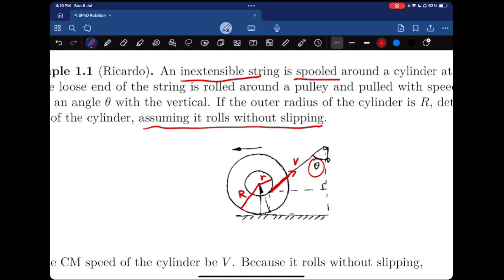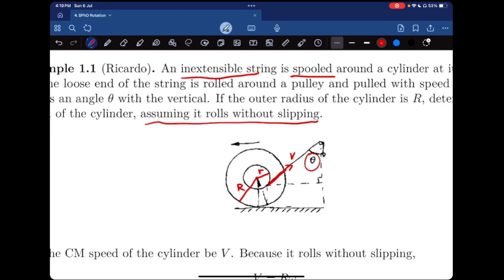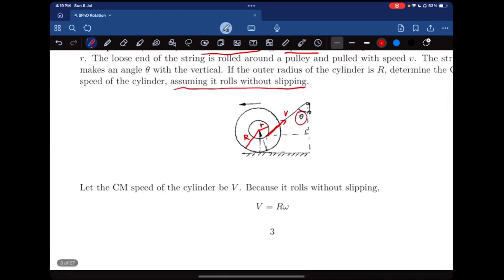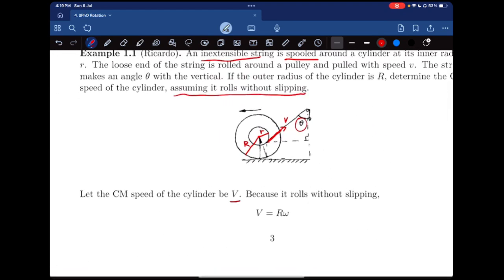So the best way to approach this problem is to define your quantities first. So of course, you define big V as the CM speed of the cylinder. And because you're given that it rolls without slipping, you can write this condition.